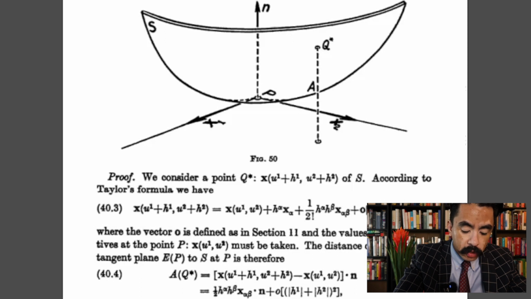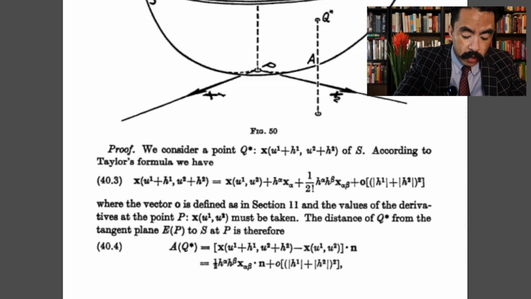Proof. We consider a point Q star given by x(u1 + h1, u2 + h2) of S. According to Taylor's formula, we have that x(u1 + h1, u2 + h2) is equal to x(u1, u2) plus h^α times x_α plus 1/2! times h^α times h^β times x_αβ plus little o of (|h1| + |h2|) squared, where the vector little o is defined as in section 11. This is a Landau symbol. And the values of the derivatives at the point P given by x(u1, u2) must be taken.